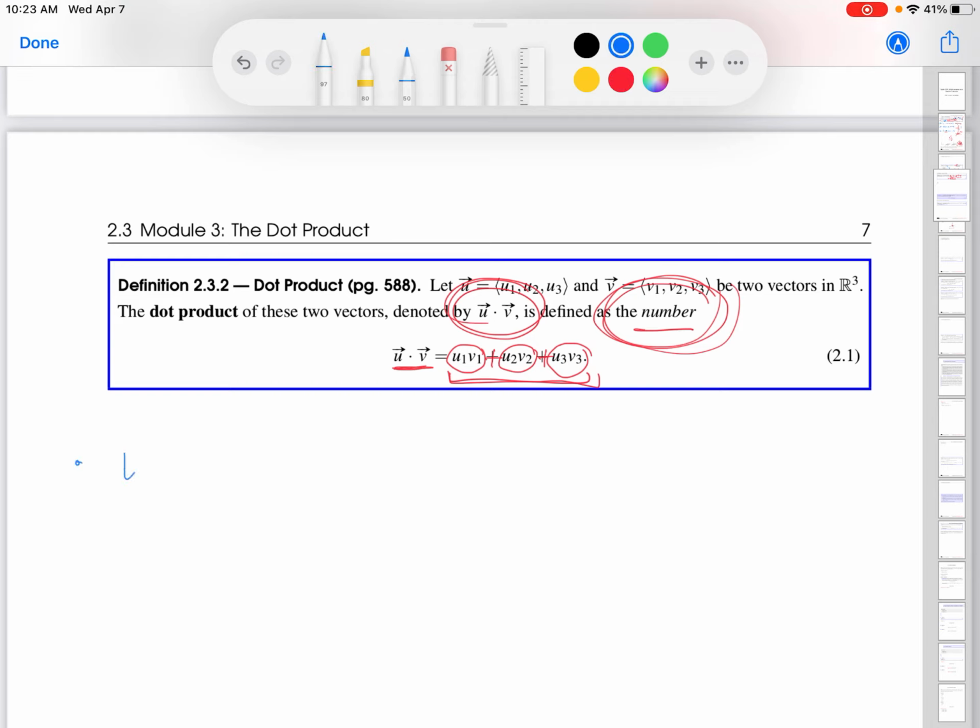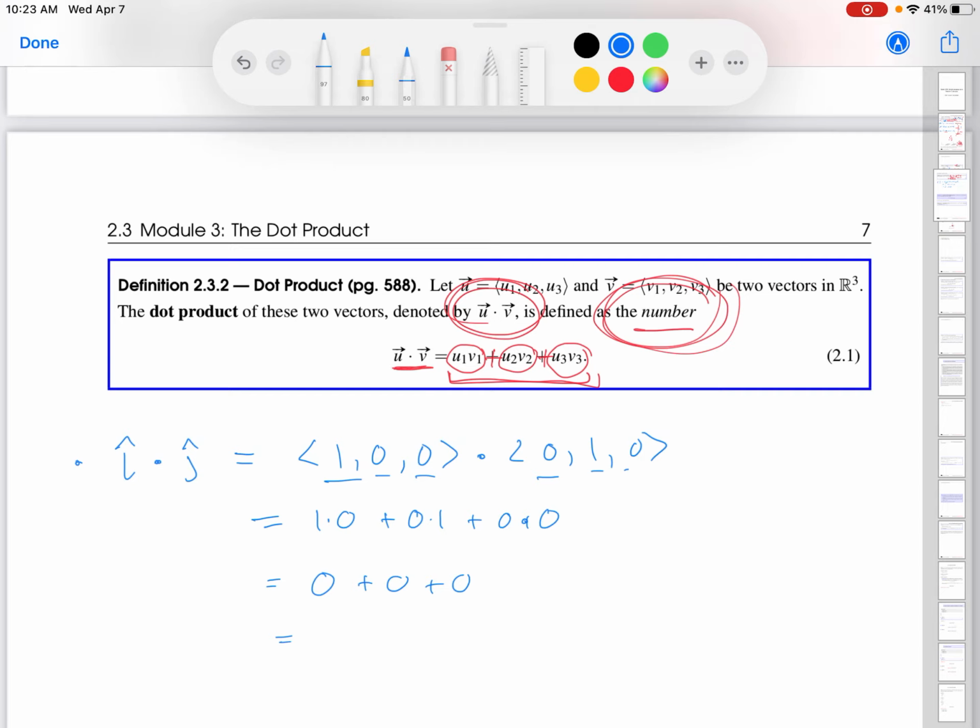So what if we want to calculate i hat dot j hat? Well, i hat is the unit vector along the x direction, and j hat is the unit vector along the y direction. So what do I do here? I multiply the x components, plus multiply the y components, plus multiply the z components. 0 times 0. And I get 0 plus 0 plus 0, I get 0. So i hat dot j hat equals 0.